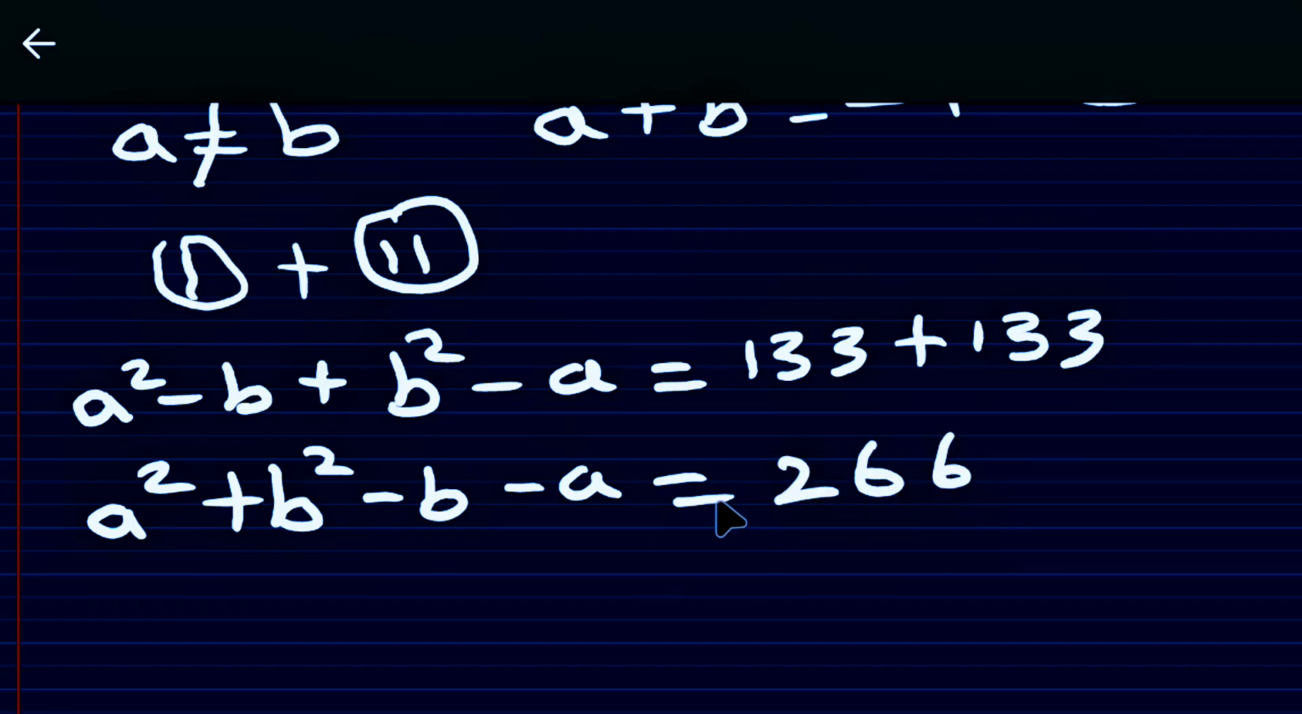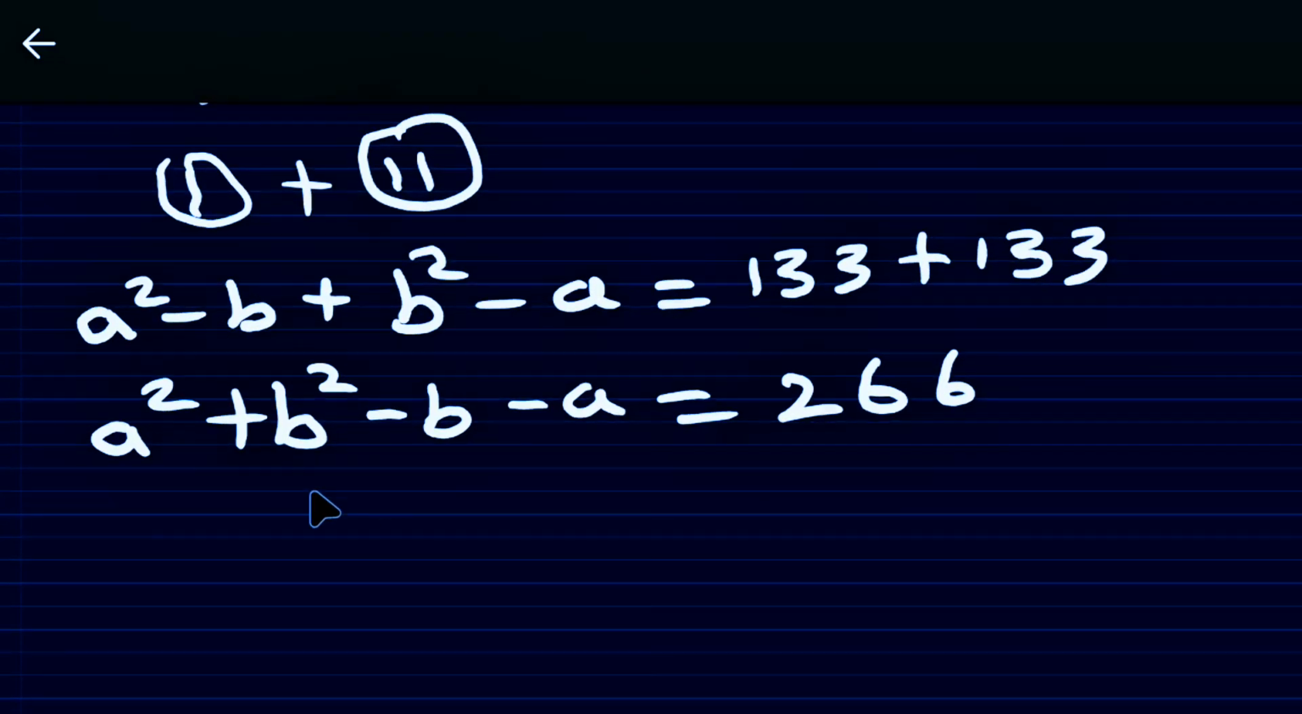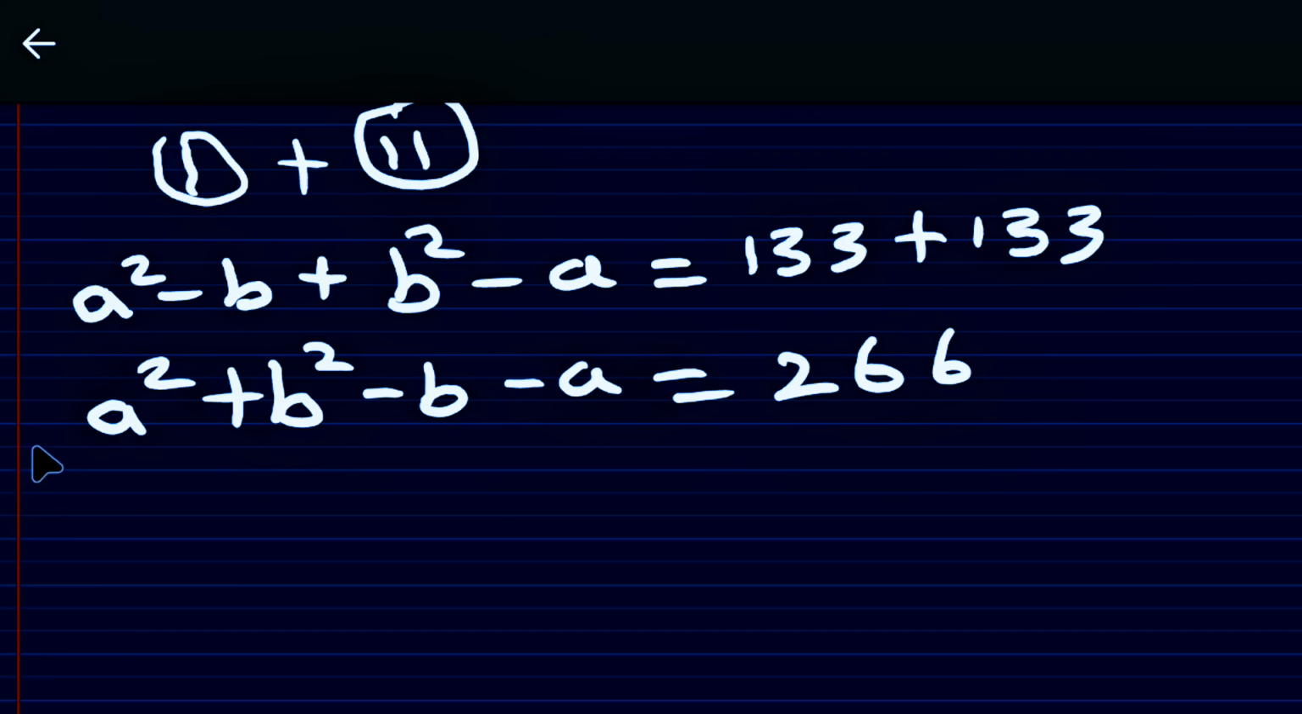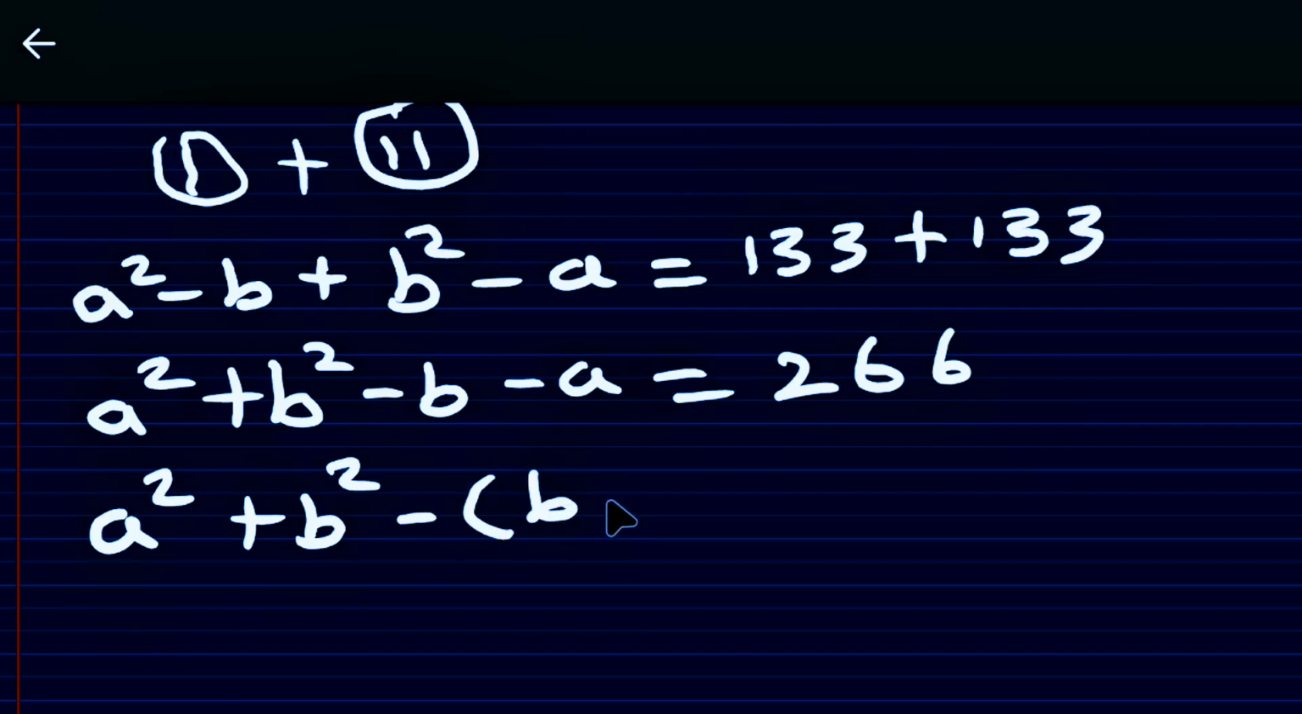266. So from here we can rewrite this as a squared plus b squared, then minus open parenthesis b plus a. Remember that if you use this minus here to open this parenthesis, you are going to have minus b minus a, and this equals 266.